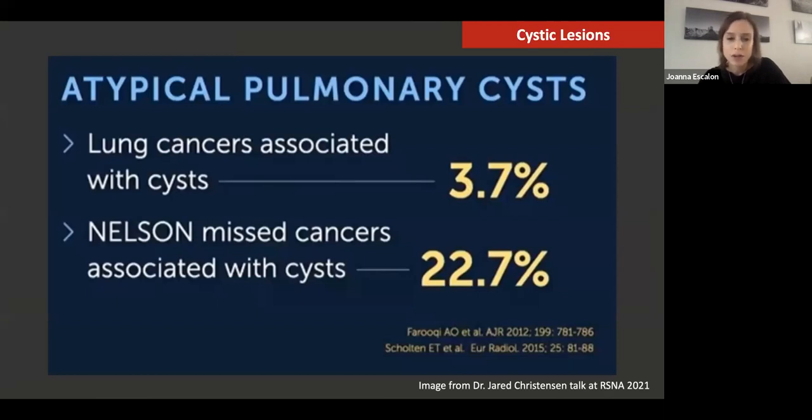And even more importantly, in the Nelson trial, 22.7% of missed cancers were those associated with cysts. It took us a while to recognize that this was an entity and understand that adenocarcinomas in particular can have cystic change, and to understand that appearance.